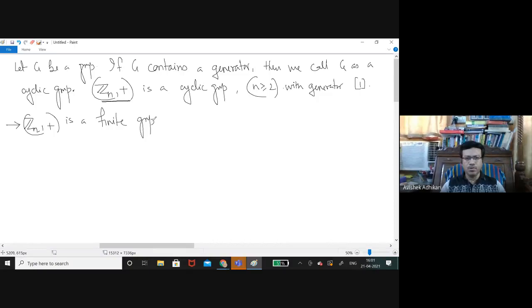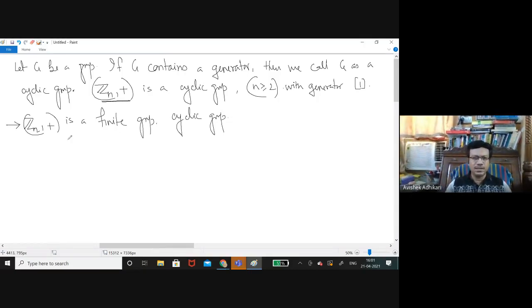Finite group also it's a cyclic group. So that part it's quite clear to all of us. Now the question is, is a cyclic group commutative? So now I am going to do it in an abstract way. So now my idea is, let G be a cyclic group.